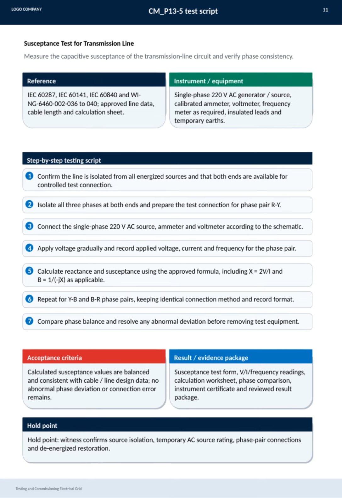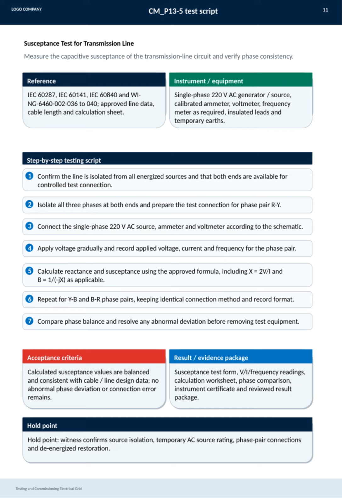On this slide, we focus on the susceptance test for transmission lines as part of testing and commissioning the electrical grid. The main goal here is to measure the capacitive susceptance of the transmission line circuit and verify phase consistency. This process follows standards like IEC 60287, IEC 60141, and IEC 60840, ensuring we use approved line data and calculations.